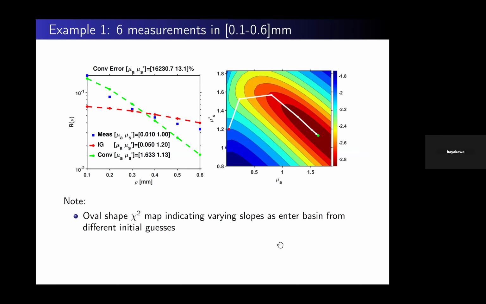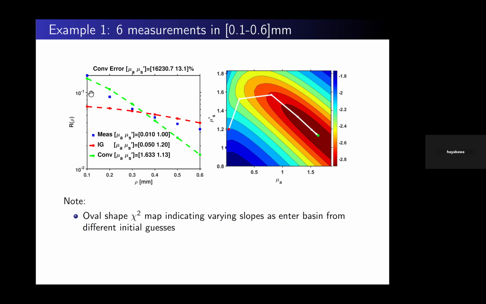Okay, so in this plot on the left, I have these rho values. This is the source detector separation at 0.1 through 0.6. The blue dots are the measured data that I fed the inverse solution. The red is the initial guess. So this is reflectance at those 6 detectors. And then the green is what the Levenberg-Marquardt found.